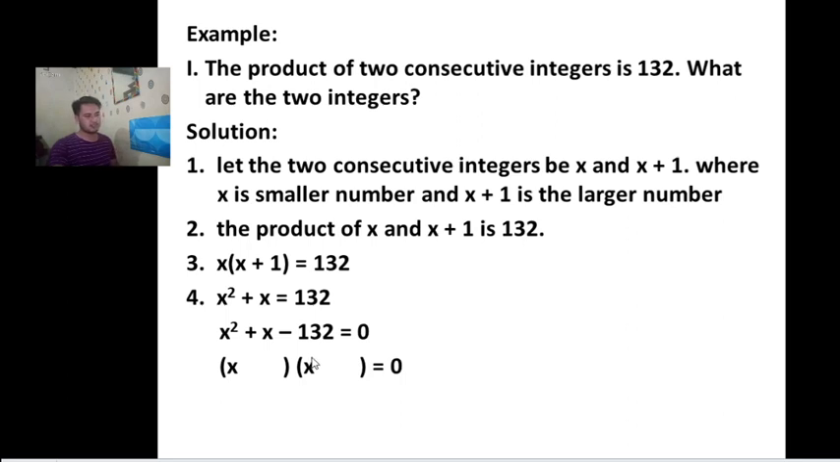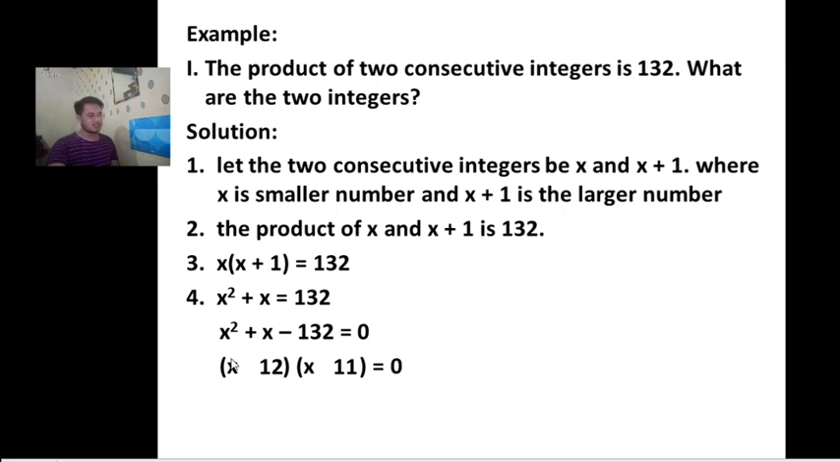We will think of a number or numbers that when we multiply, the answer is 132, and when we subtract, the answer is 1. And it will come to our minds that the numbers are 12 and 11. And again, the two numbers have different signs.